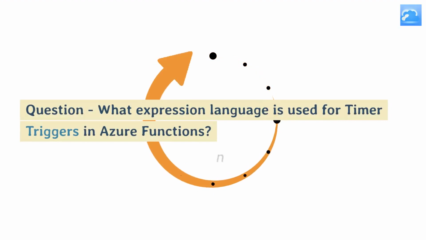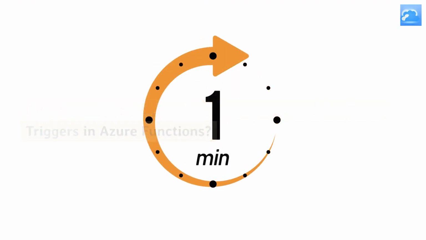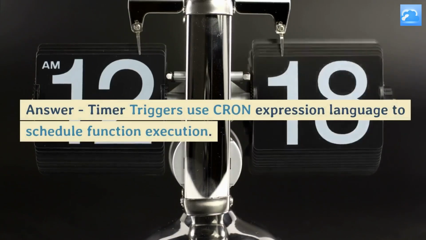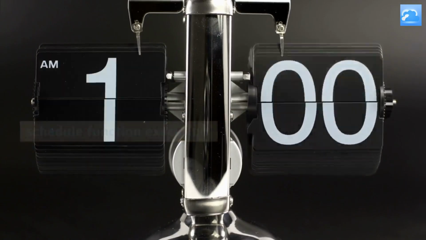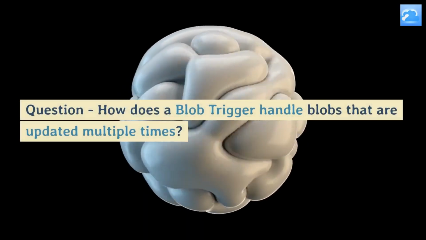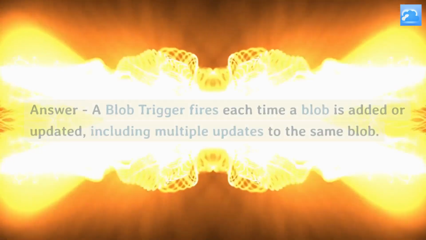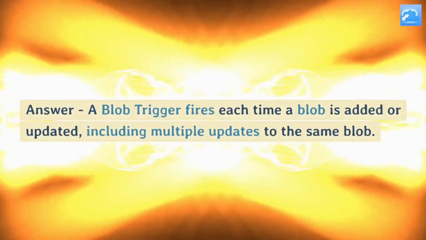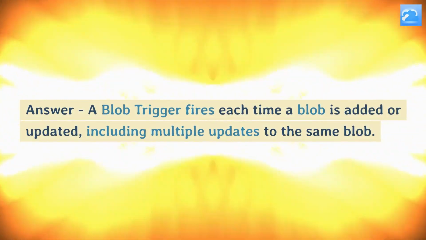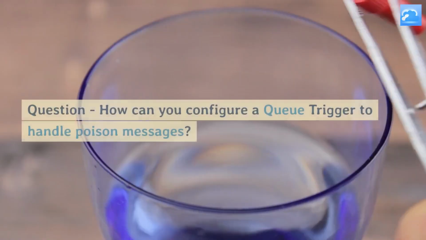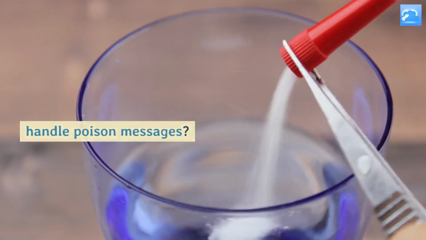Question: what expression language is used for timer triggers in Azure Functions? Answer: timer triggers use CRON expression language to schedule function execution. Question: how does a blob trigger handle blobs that are updated multiple times? Answer: a blob trigger fires each time a blob is added or updated, including multiple updates to the same blob. Question: how can you configure a queue trigger to handle poison messages?